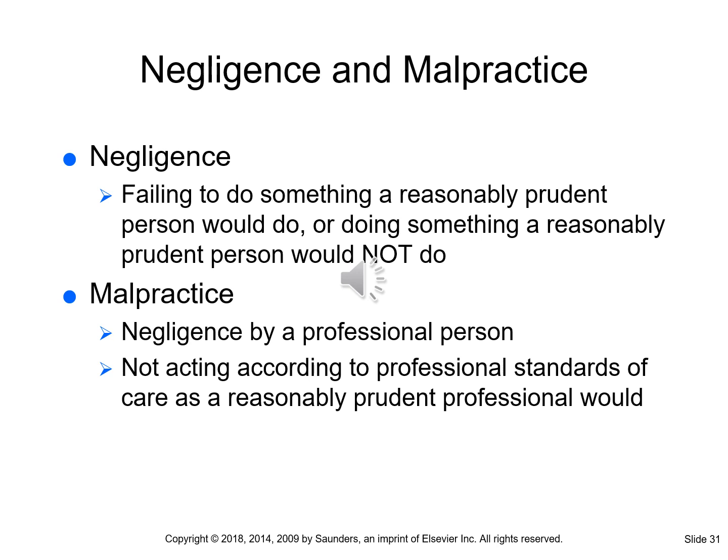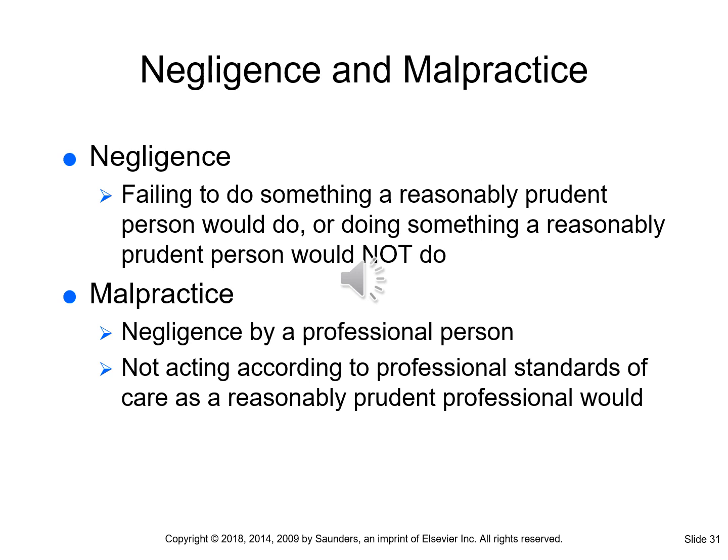A lawyer is a professional person. So if they are negligent, then that's malpractice. A nurse is a professional person. So if they act negligently, then that's considered malpractice. So malpractice is negligence by a professional. And remember, I said there are elements that need to be present to prove malpractice. You need those four elements present to prove malpractice.